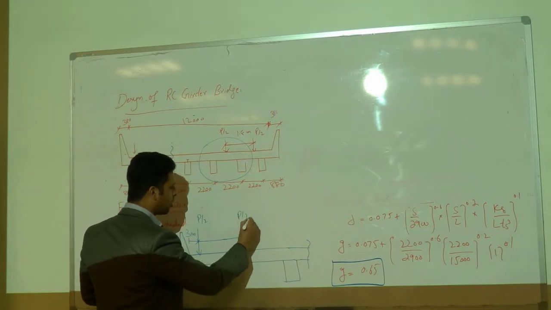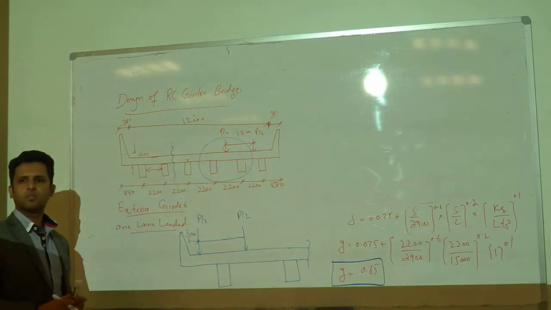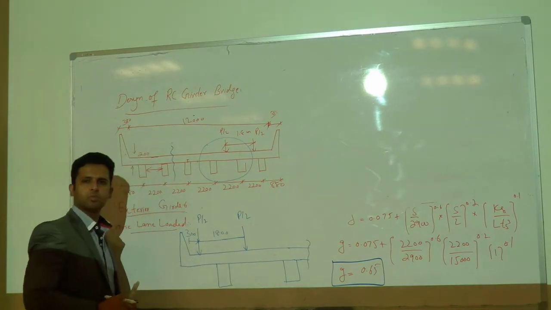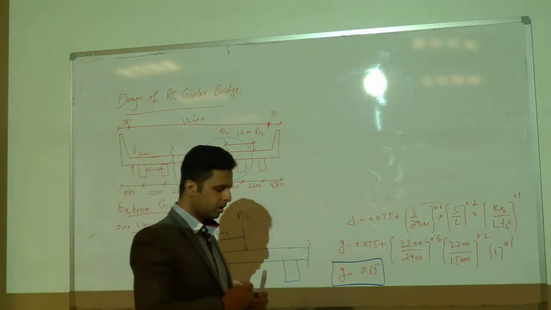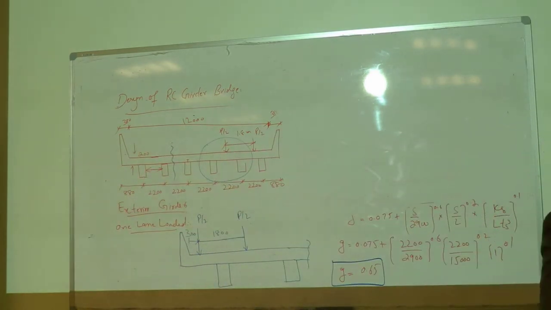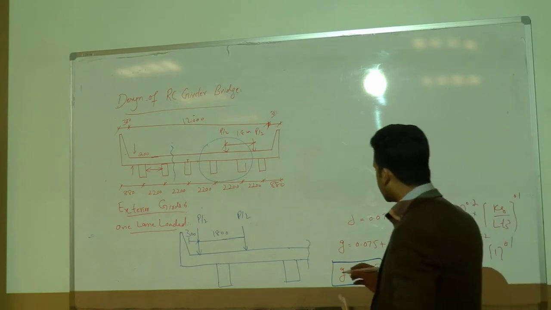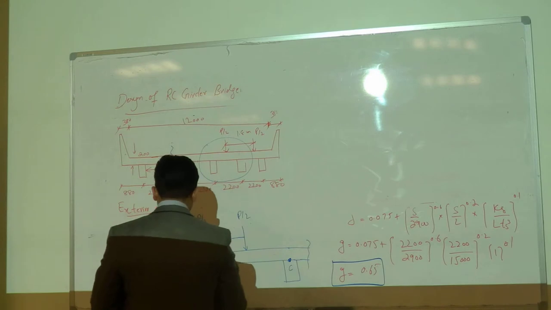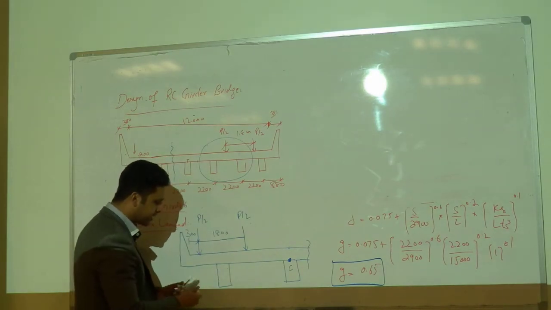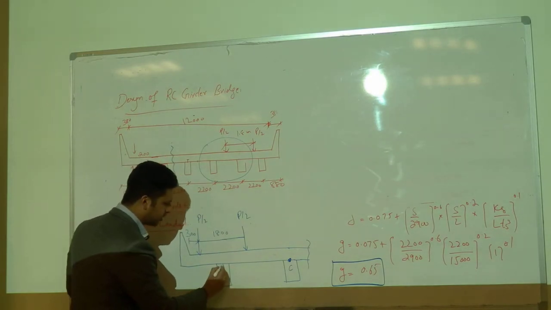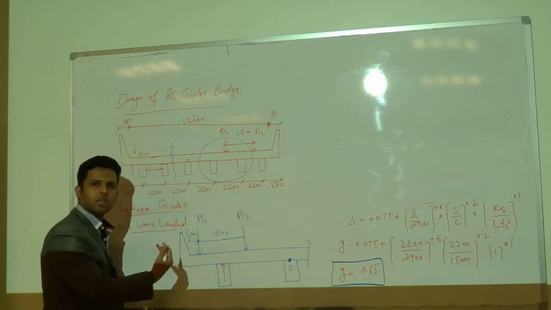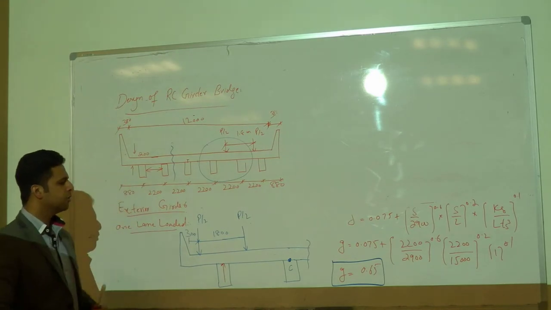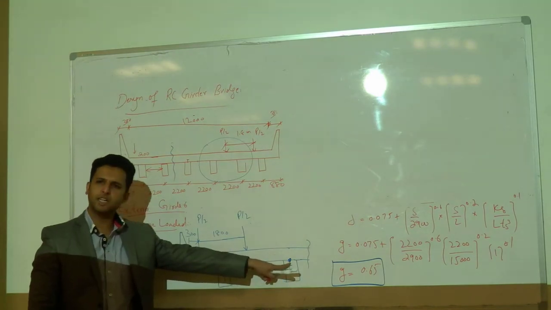PO2. How much is this distance? 1 meter and 1800 mm. Okay? So now we will assume that this point is a hinge and this point is acting as a reaction. If you see, the reaction of the girder is going up. And we will take the moment at this point. We will assume a hinge at this point and take the moment at this point.